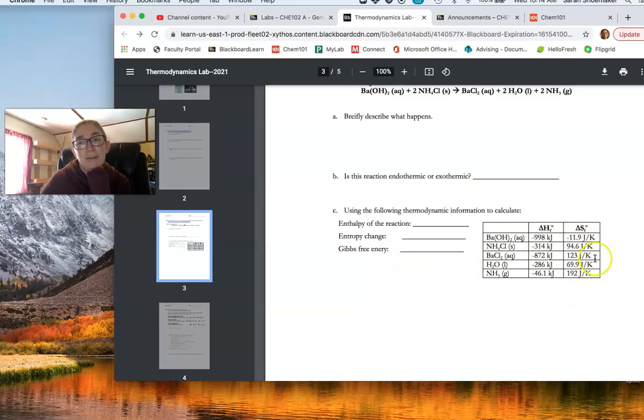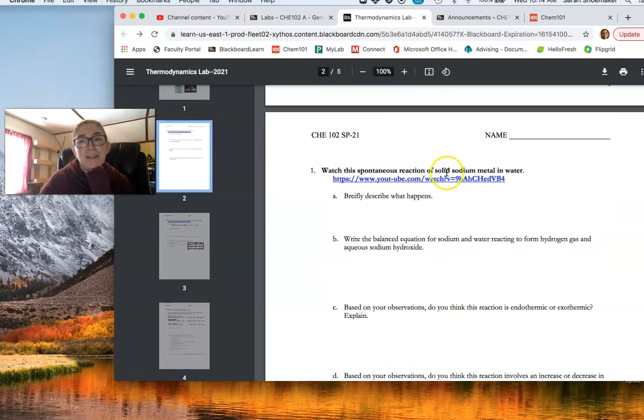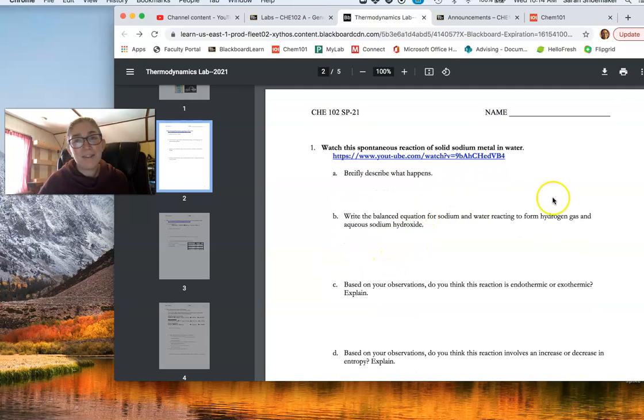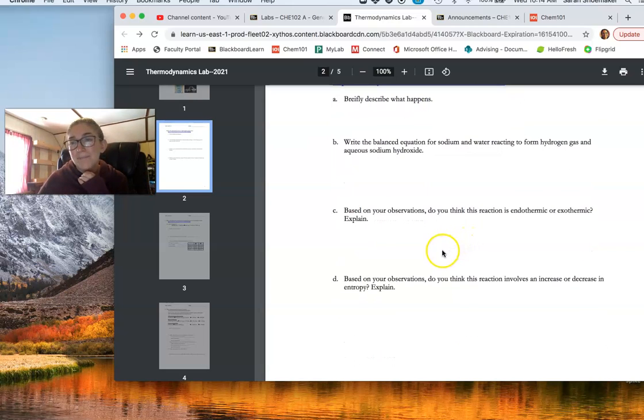I gave you a table of, oh, this is the wrong reaction. Oh, sorry. Here's the sodium one. So you're going to describe what happens. I want you to write the balanced equation for sodium reacting in water to form hydrogen gas and aqueous sodium hydroxide. You should know how to write the formulas for all of these things and then balance the equation. It's a little bit exercising your brain from last semester.